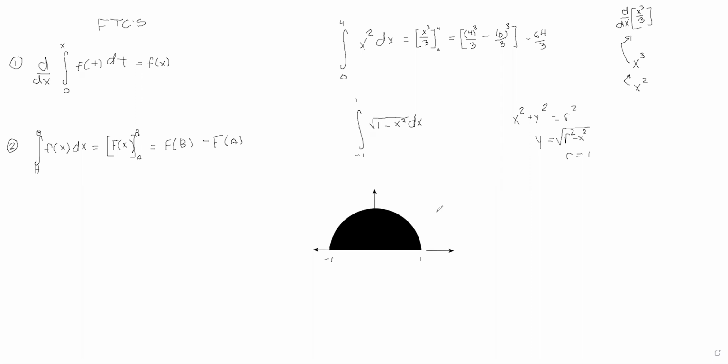So the area of a circle we know is pi r squared. But what we have here is actually a semicircle. So the area of a semicircle is going to be half of that. It's going to be half of pi r squared.